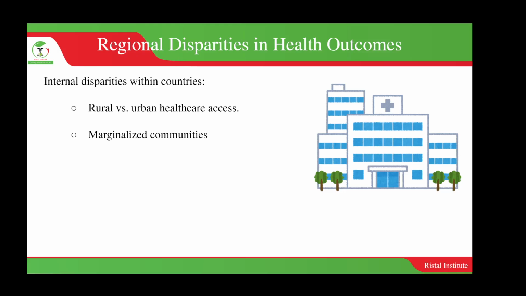Often, urban areas have better health outcomes compared to rural areas. So if you're looking at a particular country, you need to look into the variations at that level. And then we have communities that we term as marginalized. This can be because of historical or political issues.